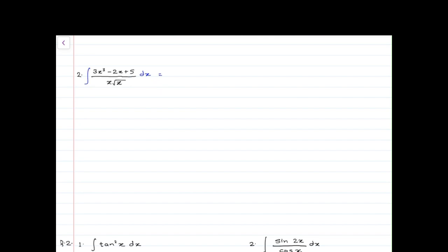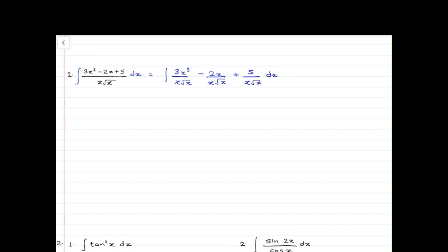Let's move to the next question. It's again a simple thing, but you just need to divide the whole stuff. So 3x cube divided by x root of x, minus 2x divided by x root of x, plus 5 divided by x root of x, dx. I hope you all know x root of x means x raised to 3 by 2. If you don't know, I'll show you. X is x raised to 1 and root of x is x raised to half. So by using rules of indices, we will get x raised to 1 plus 1 upon 2, that is x raised to 3 by 2. It's not that difficult, right?